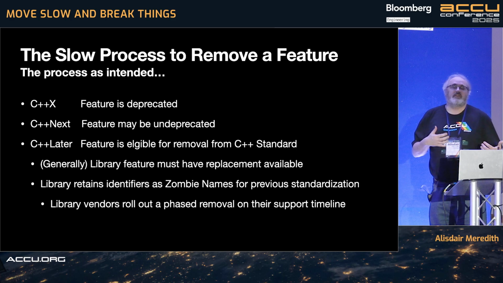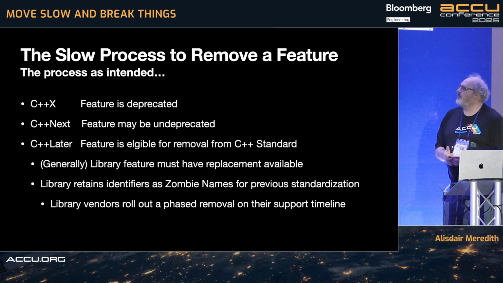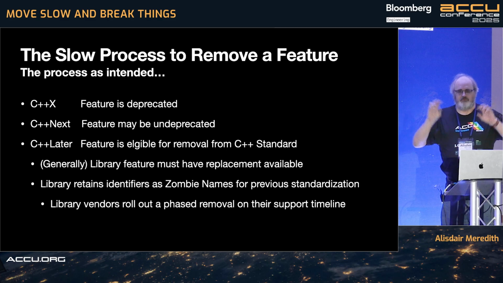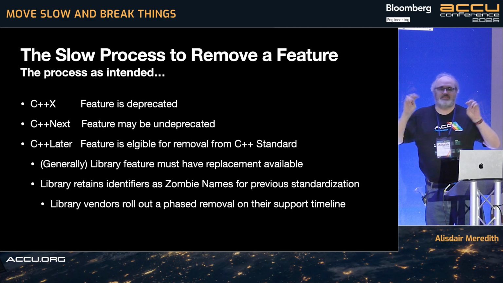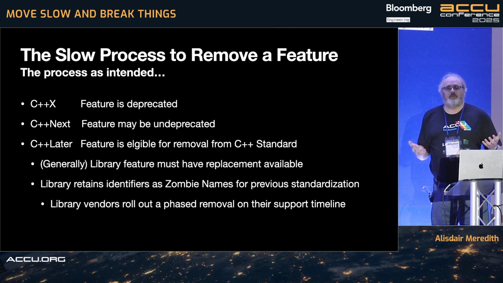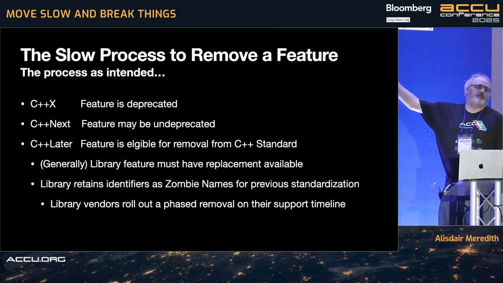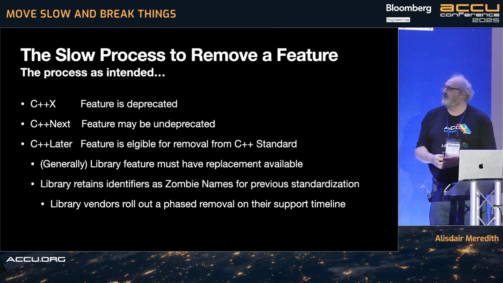In terms of how we tend to apply that within WG21, the C++ working group, a feature will be deprecated in C++X, some version. The following version, C++Next, we might find out that that deprecation was actually problematic. That feature was being more widely used than we thought. There are good uses of it. So we might consider undeprecating a feature as soon as C++Next, the following edition.